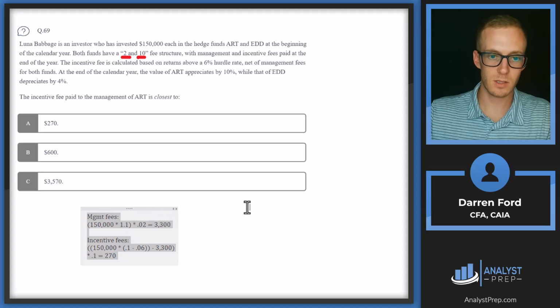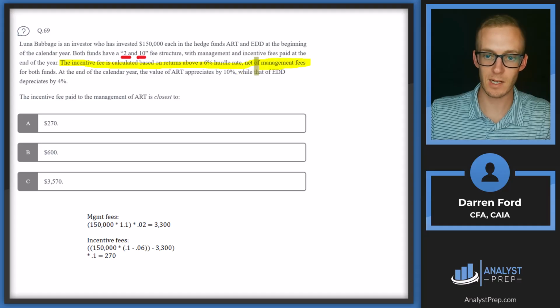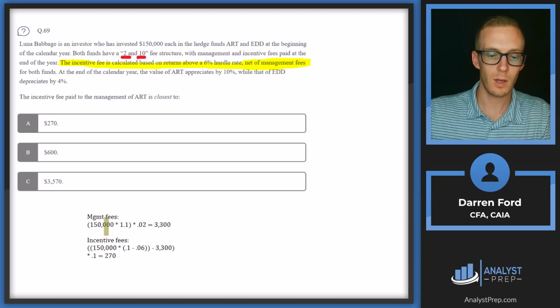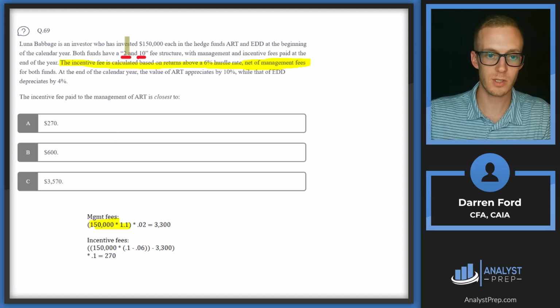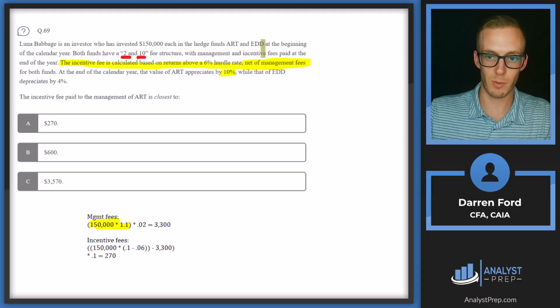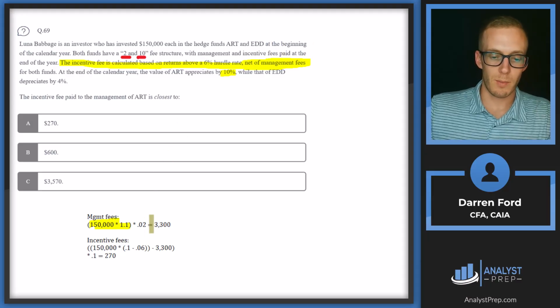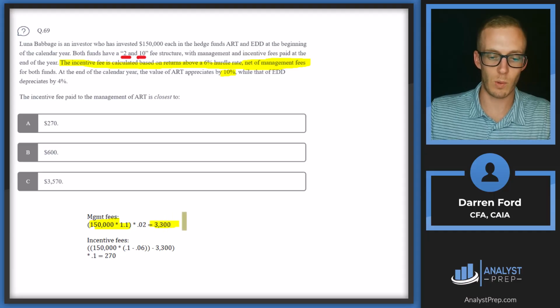So our incentive fees, since incentive fees are calculated based on returns above the 6% hurdle and net of management fees, we do need to still go ahead and calculate that management fee right off the bat. So our management fee is going to be $150,000 times 1.1 since it's end of period and our return was 10%. Where did it say that? They're paid at the end of the year. So then we're going to multiply that by 2%, gives us $3,300 is what the fee will pay.